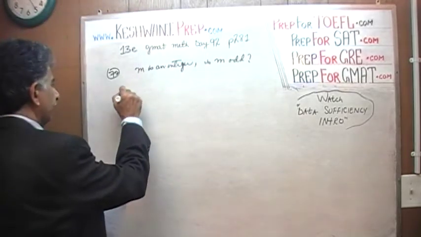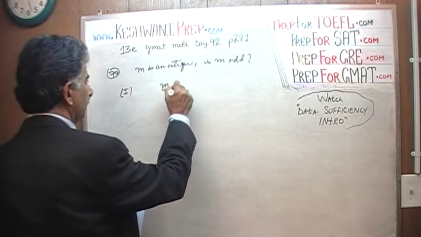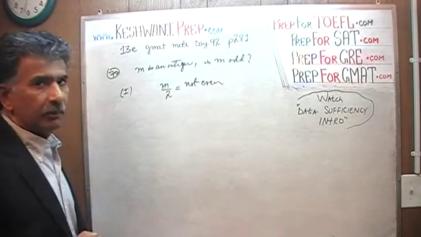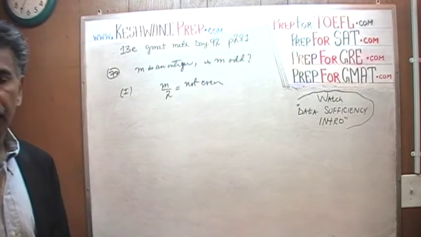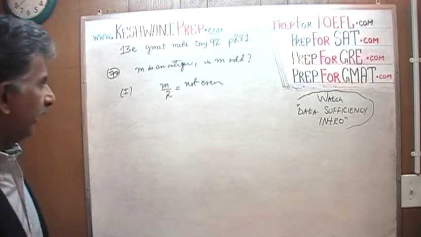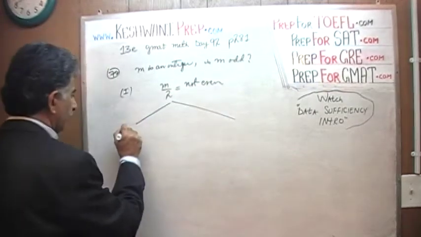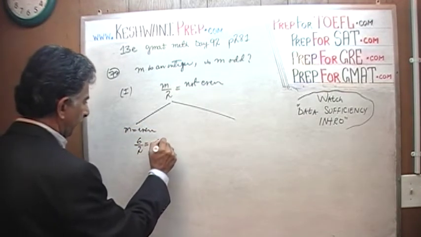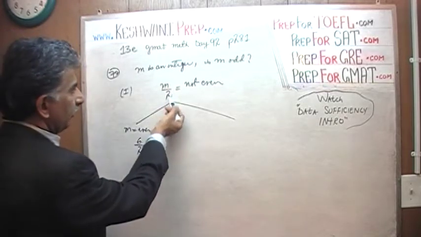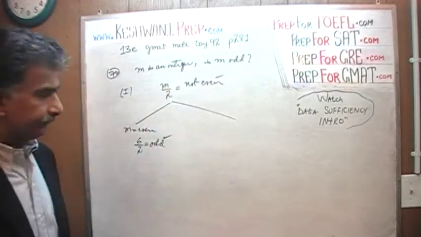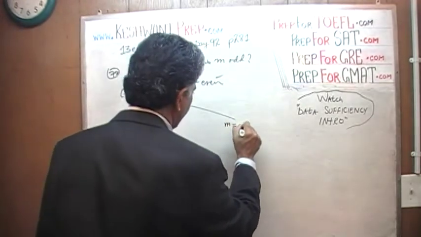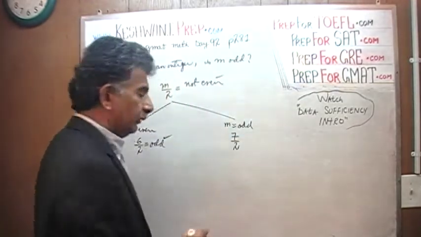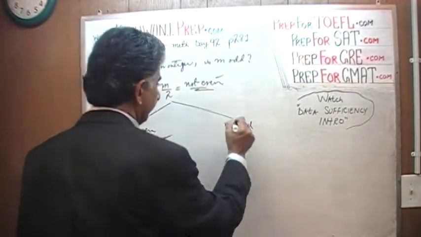In the first statement they tell us that m over 2 happens to be not even. Well, let's try it out. Let's try to plug in a value for m, an even number and an odd number. If m happens to be even, for example 6 over 2 is odd. So that works because we are told that m over 2 is not even, it is odd. What happens if m happens to be odd? For example 7 over 2, well 7 over 2 is also not even.